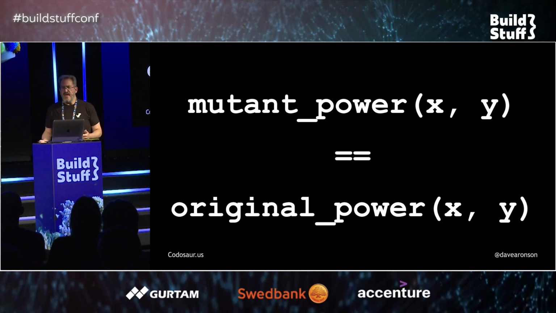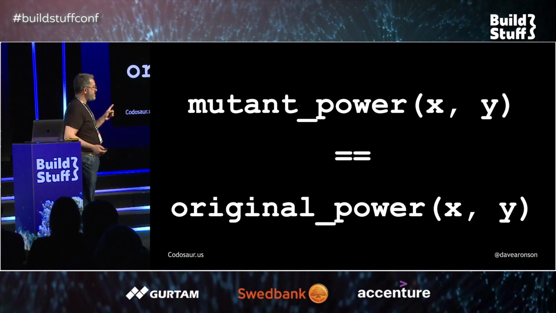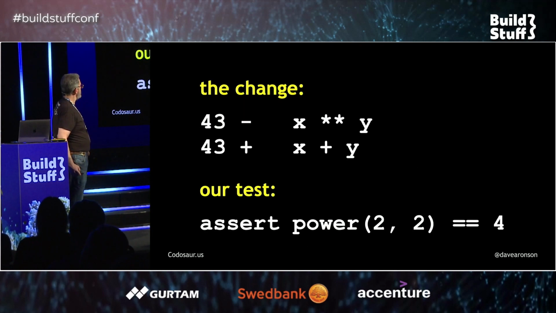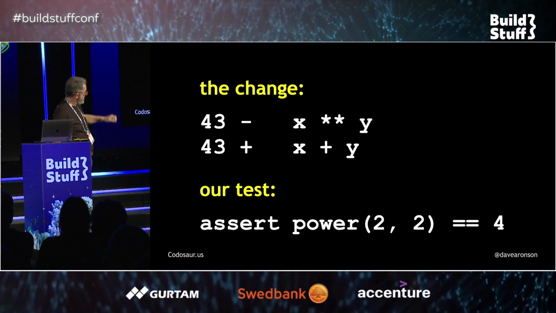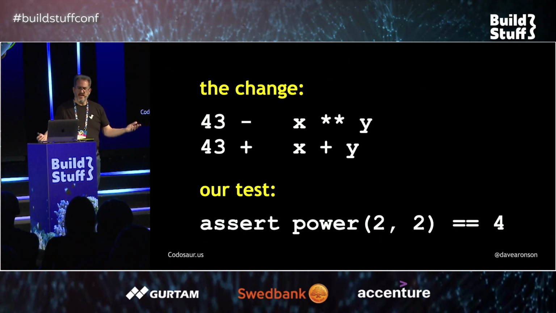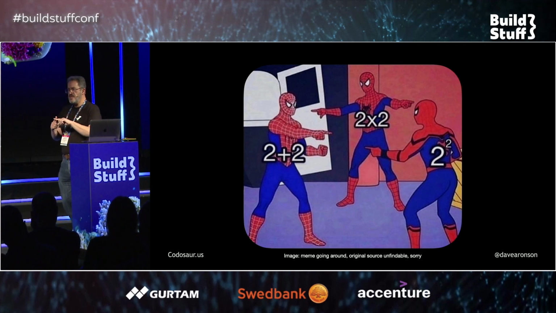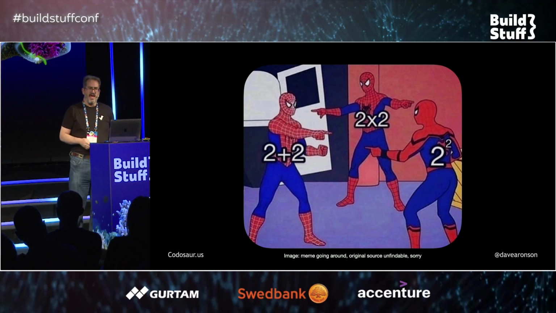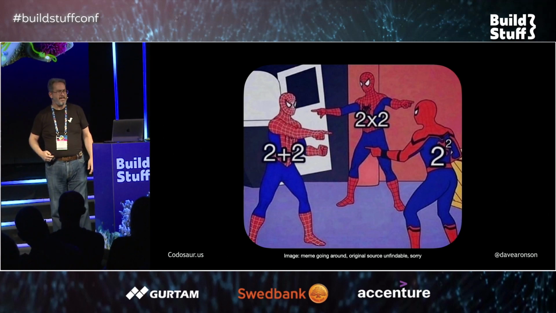To determine how that happens, it helps to take a closer look at one mutant and a test that it passes. So let's start with the plus mutant. Looking at that change together with our test makes it pretty clear that this one survives because 2 plus 2 equals 2 to the 2. And so does 2 times 2, but he's in the background. We can save him for later.